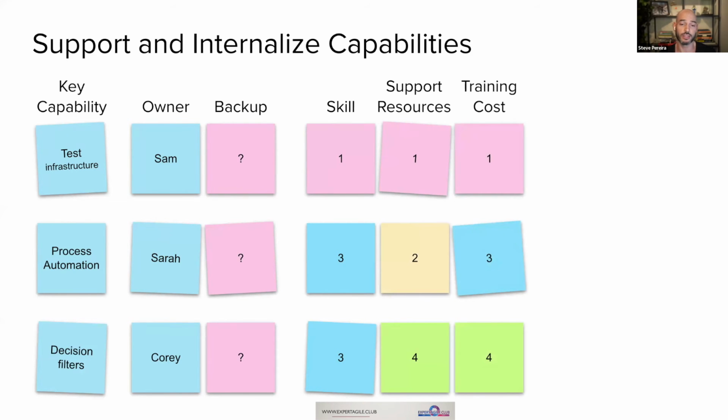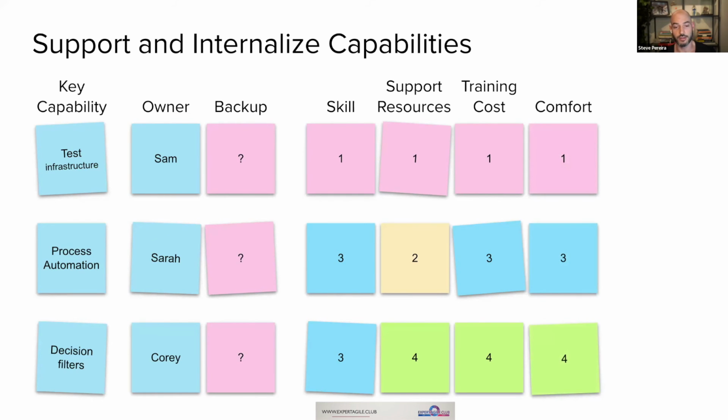Then we want to look at how long does it take to train somebody to do this? What would it cost to train someone to do this? If we want to add a backup for SAM to support test infrastructure, how long would it take to train someone so that we can understand whether we need to hire someone or we can train them, or we can have a part-time individual assigned to this? These are things that we don't commonly consider, but they have major impacts on our ability to deliver a capability sustainably and scale that capability if we need to.